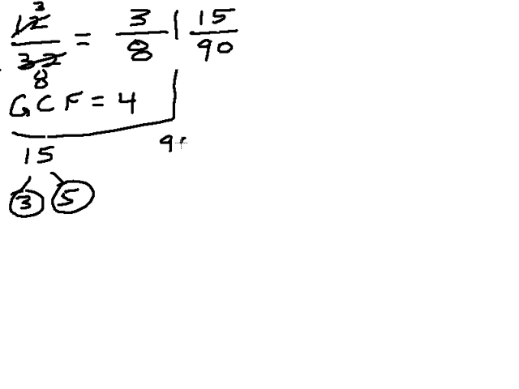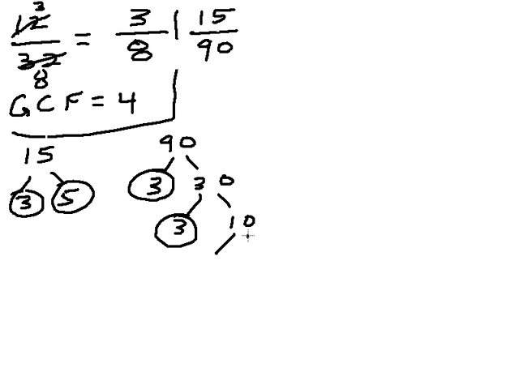90 can be expressed as 3 times 30. 3 is prime, we already know that. 3 times 10 is 30. 3 is prime, we already know that. 10 is 2 times 5. Well, we already know 2 and 5 are prime. Okay.